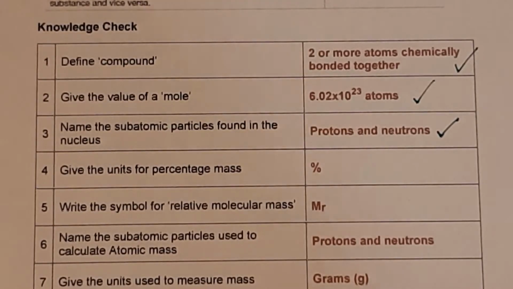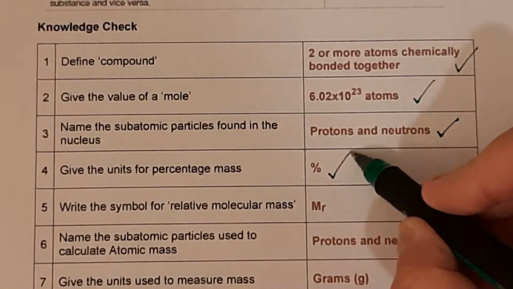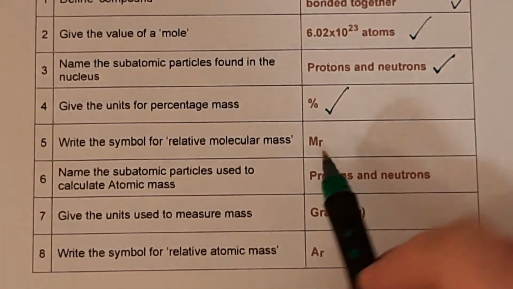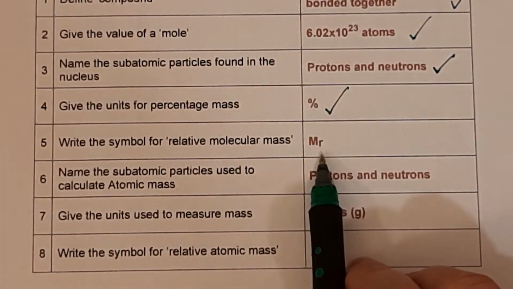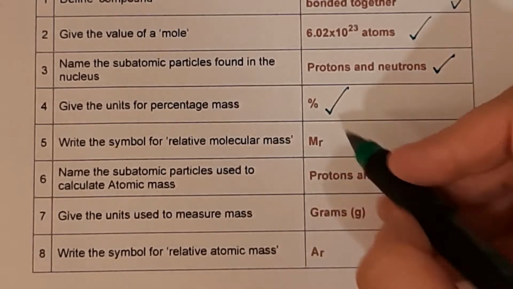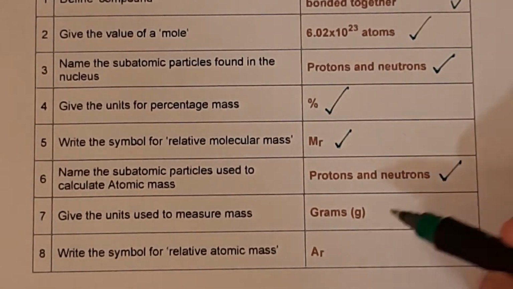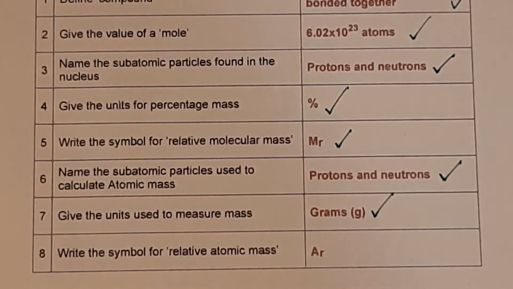Question 4, give the units for percentage mass. Well, that would be a percentage. Question 5, write the symbol for relative molecular mass. That's a capital M and a lowercase subscript r. Question 6, name the subatomic particles used to calculate atomic mass. Well, that is again protons and neutrons. Question 7, give the units used to measure mass. That would be grams or lowercase g.